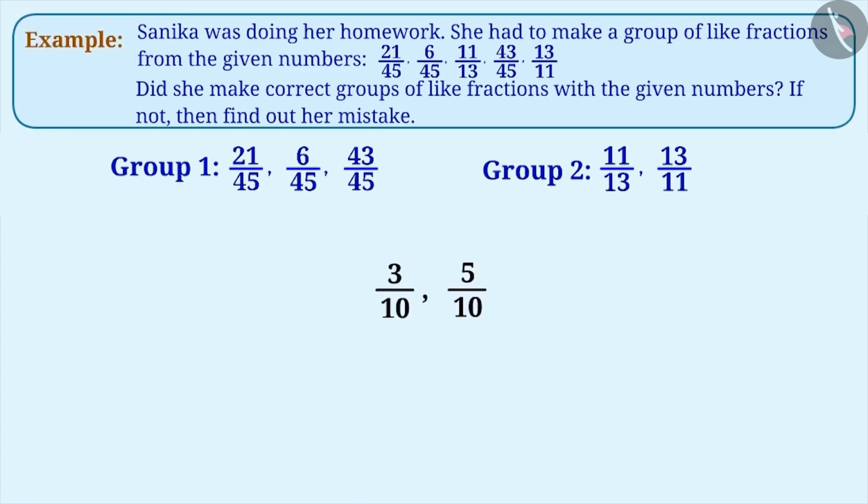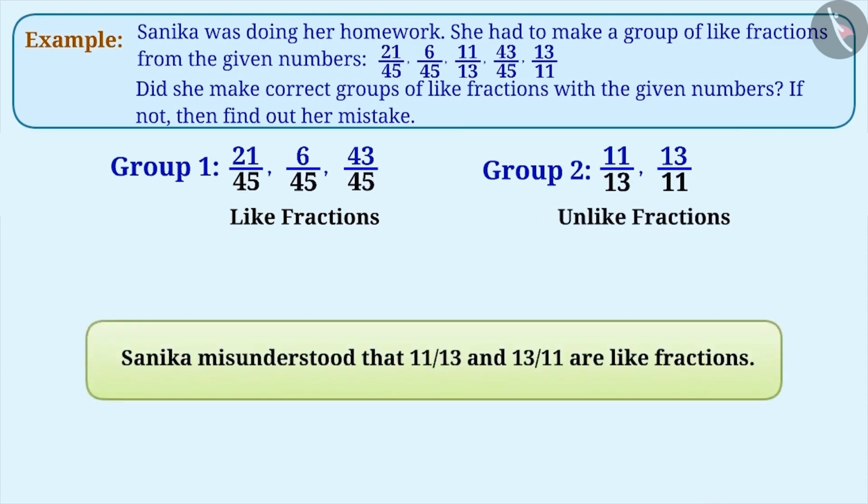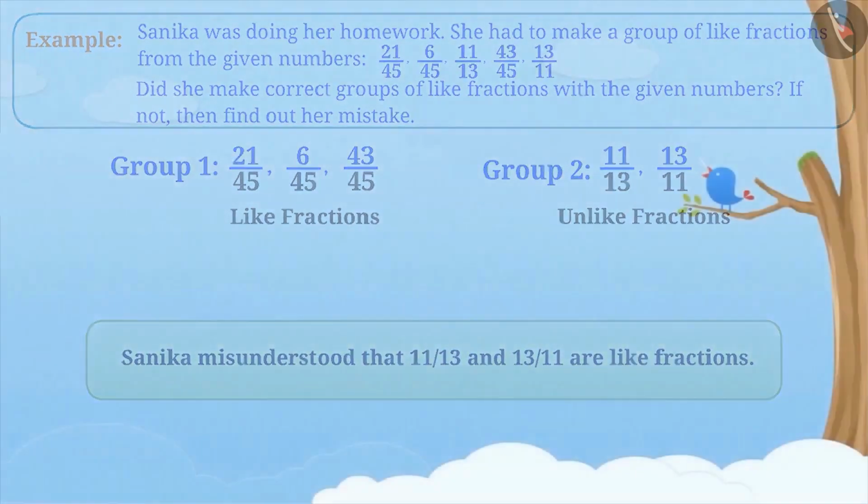We call two or more than two fractions as like fractions when their denominators are equal. In the first group, we can observe that denominators of all the fractions are equal. Therefore, the fractions in the first group are like fractions. In the second group, we see that the denominators are not equal. So, these are not like fractions. If denominators of two or more than two fractions are not equal, they are called unlike fractions. Here, Sanika misunderstood that 11 by 13 and 13 by 11 are like fractions.